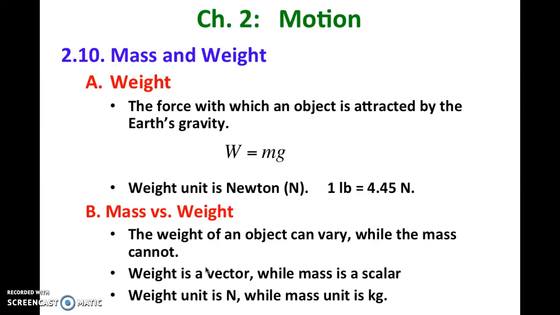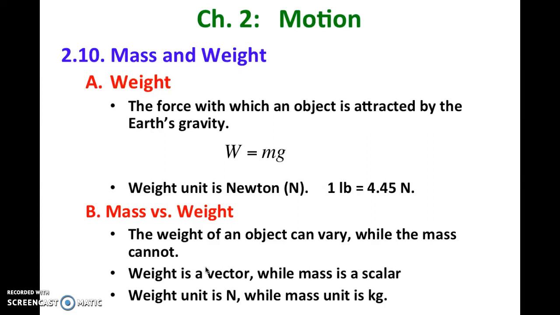At sea level, the gravitational acceleration g equals 9.8 meters per second squared. On top of a mountain, this constant g is slightly smaller than 9.8 meters per second squared. So weight depends on the location and can vary. Weight is a force, a vector directed toward the Earth's center, while mass is a scalar quantity.